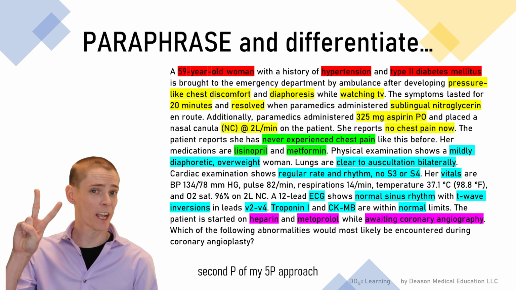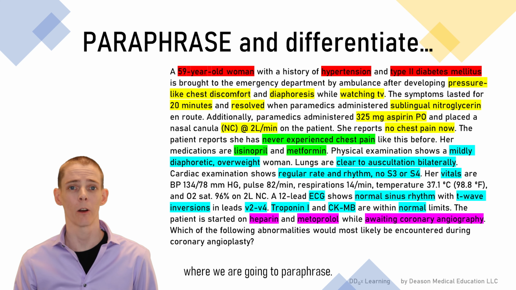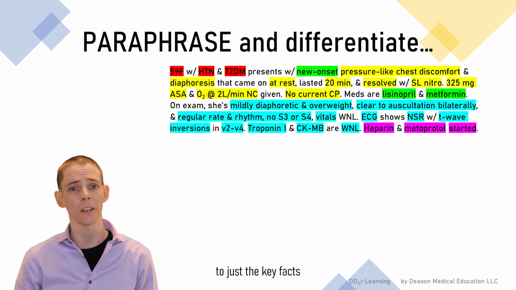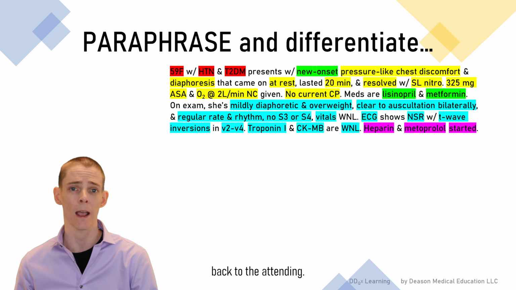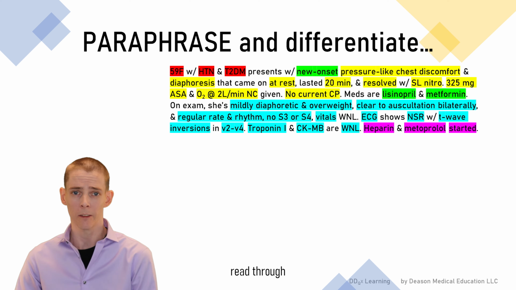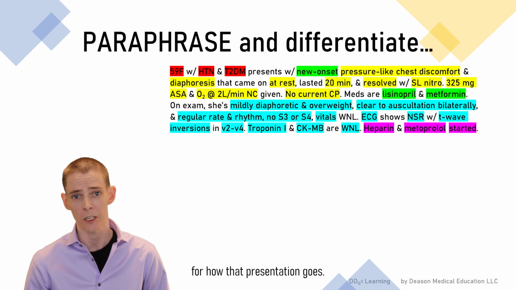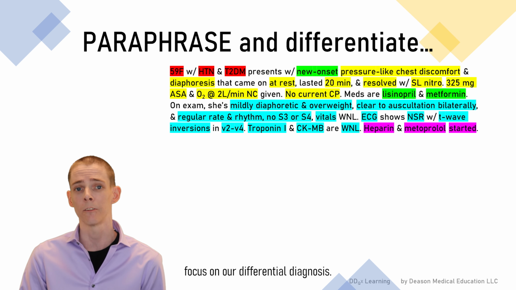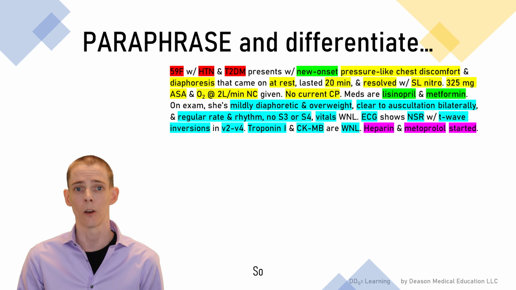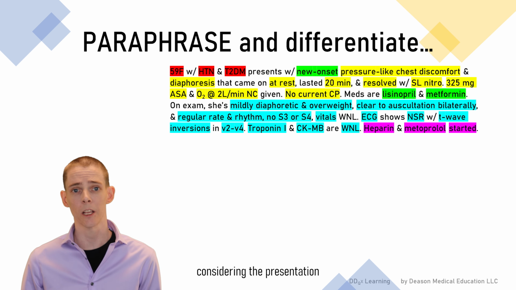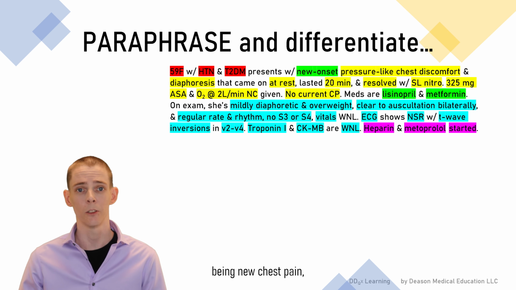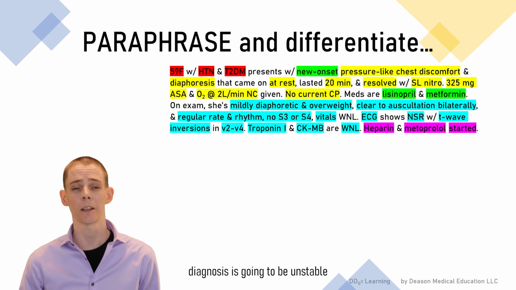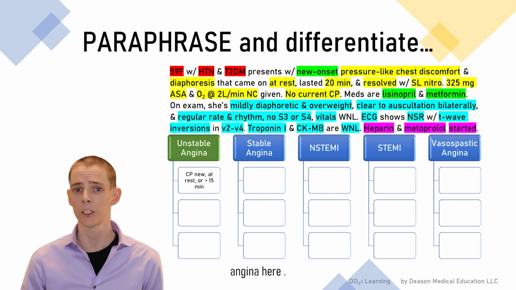Let's move on to that second P of my 5P approach, where we are going to paraphrase. Let's condense this information down to just the key facts as you would report it back to the attending. So give this a quick read through if you want to get a feel for how that presentation goes. And let's use this to help us focus on our differential diagnosis. So, considering the presentation that we've seen of it being new chest pain, the length of its onset, our most likely diagnosis is going to be unstable angina here.